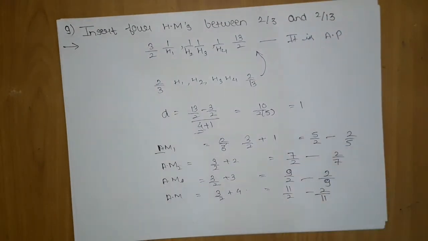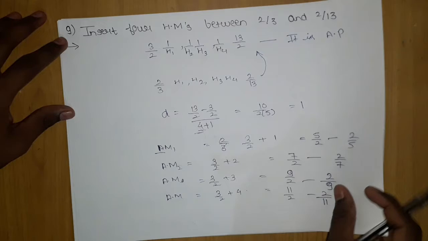Okay, just invert the numbers A and B and the between HMs. Okay, let's move on to the next questions.